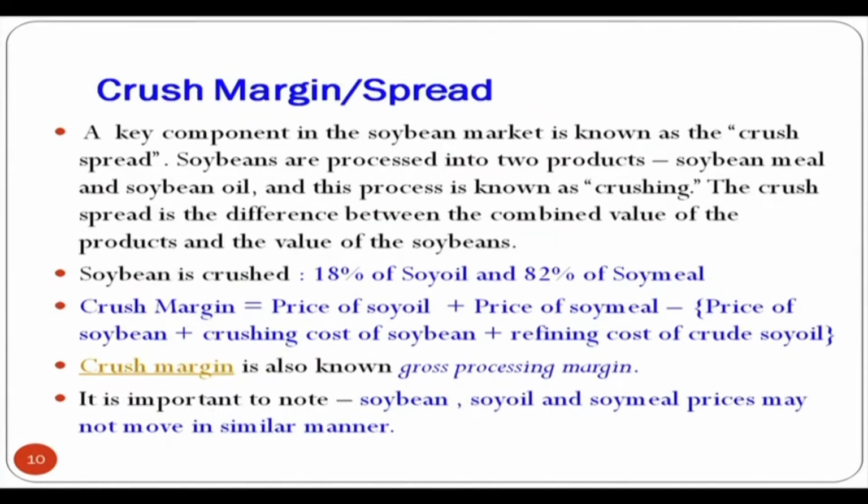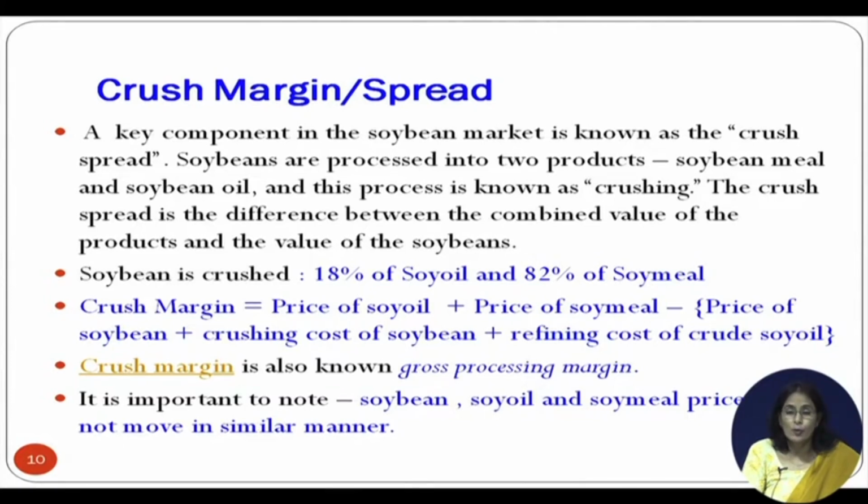In this context, I would like to discuss something called a cross margin or a cross spread. What exactly is a cross spread? Soya bean, as we have discussed quite a few times, is processed into two products: soya meal and soya oil. This process is also known as crushing. Last session I also showed a small YouTube video on the process of extracting soya oil and soya meal from soya bean.